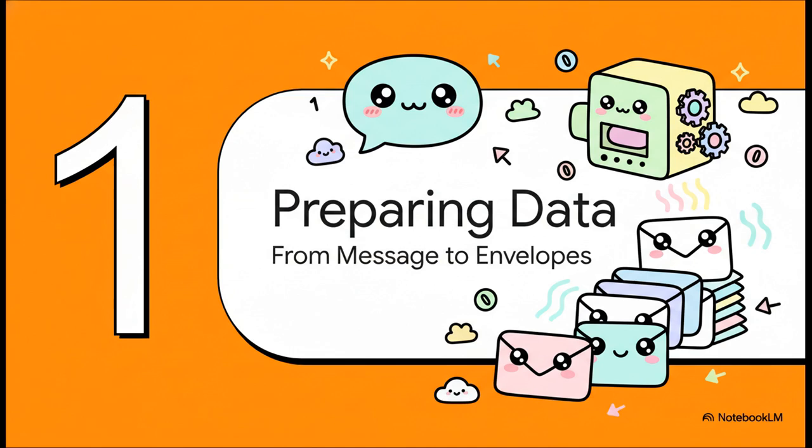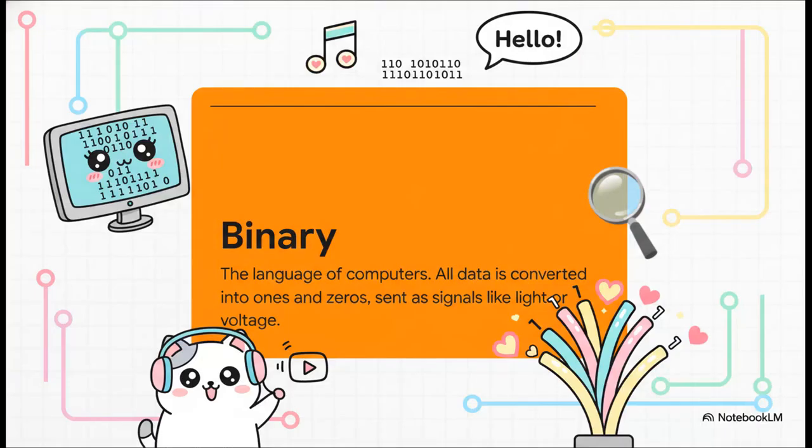So before your data can go on its big journey, it has to get packed and ready. And it all starts with some pretty clever translation and packaging. You know, every single thing you see on a screen, a photo, a song, even the words I'm saying right now, it all gets broken down into the basic language of computers. And that language is binary. It's just ones and zeros. That's it. A long, long stream of them. And those ones and zeros can be turned into simple physical signals, like a little pulse of light flashing on and off down a fiber optic cable.